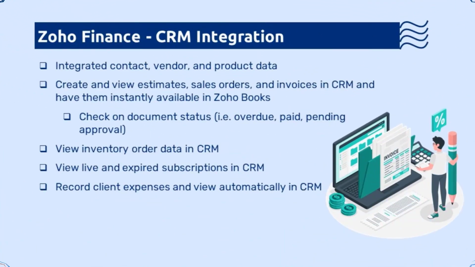Looking at the features specifically of this, you can integrate your contacts, vendors, and product data. This is all automatically synced up. You can view your inventory data in CRM. You can view subscriptions in CRM. In case you have any expenses related to a client, you will be able to record that from within CRM actually. As I said, you can view estimates, sales orders, and invoices in CRM, and these are also available in Zoho Books immediately.